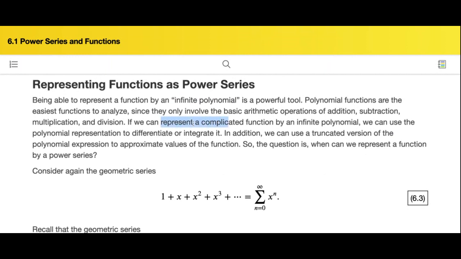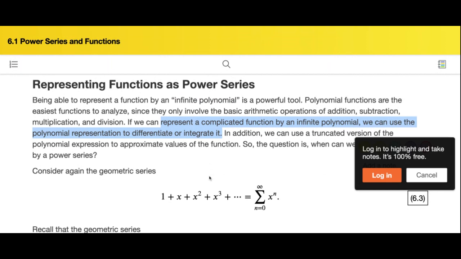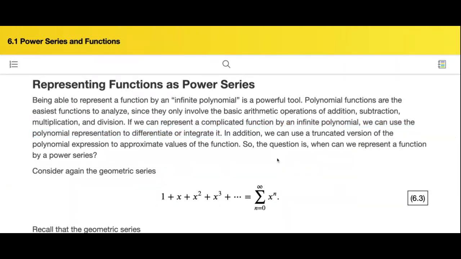Okay, you see, this is the powerful part. Consider a very complicated function. If we can represent it with a power series, we can differentiate term by term, we can integrate term by term. In addition, we can use a truncated version, it means we cut off the tail, of the polynomial expression to approximate values of the function. So the question is, when can we represent a function by a power series?